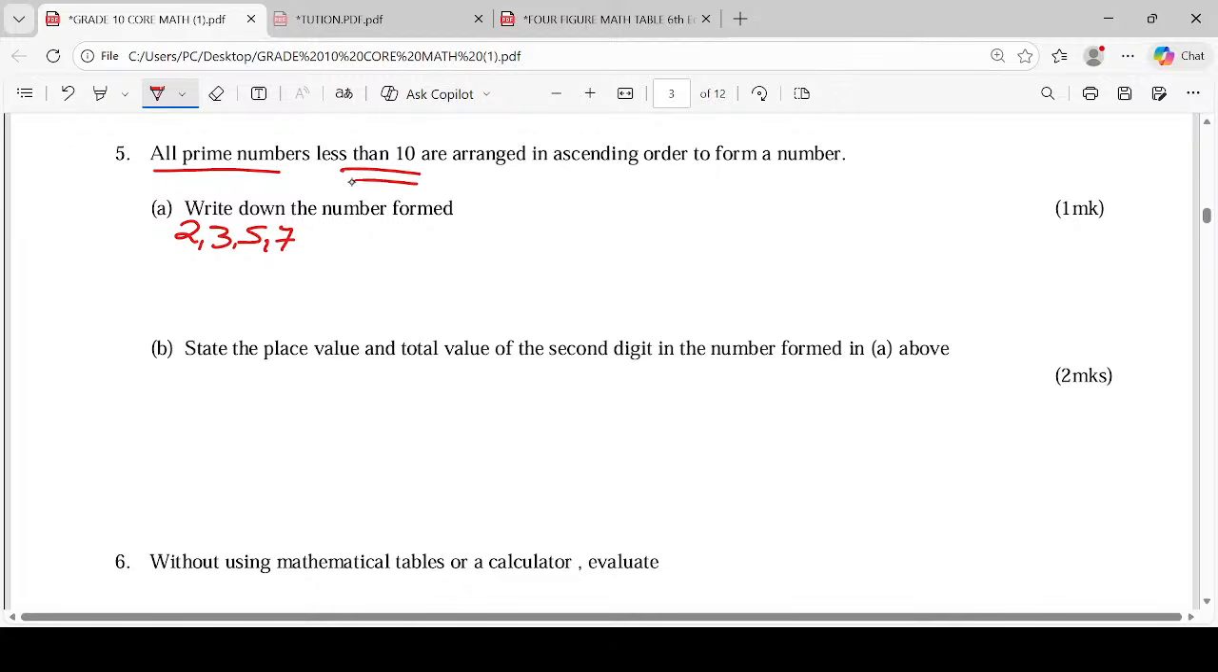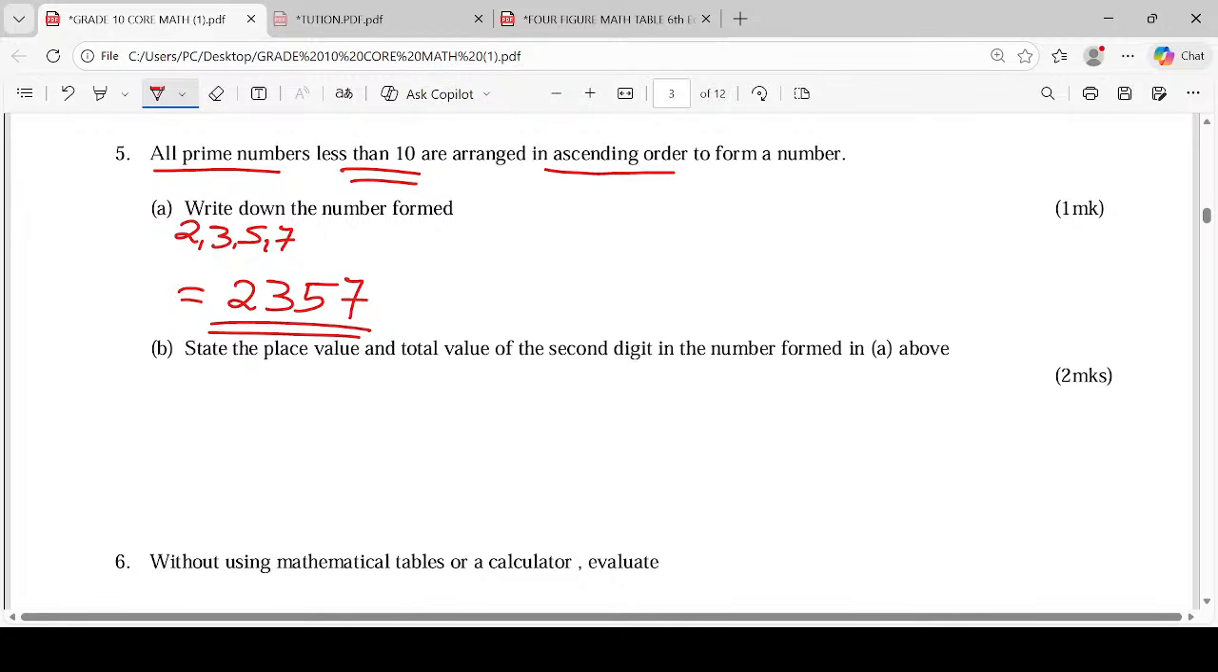But now they are written in ascending order. Ascending order here means from the smallest to the largest. So the number formed here is 2,357. This is your answer. Part B, state the place value and the total value of the second digit.